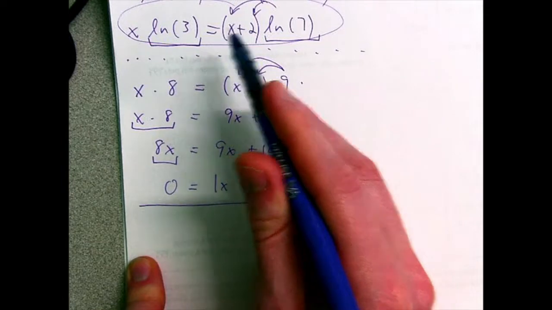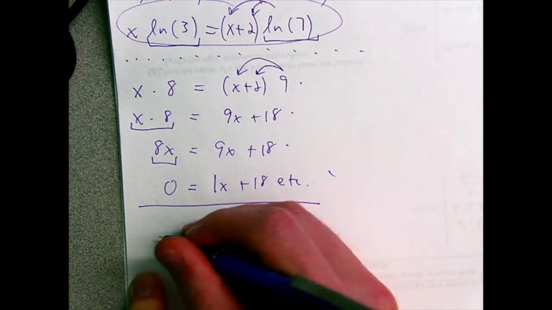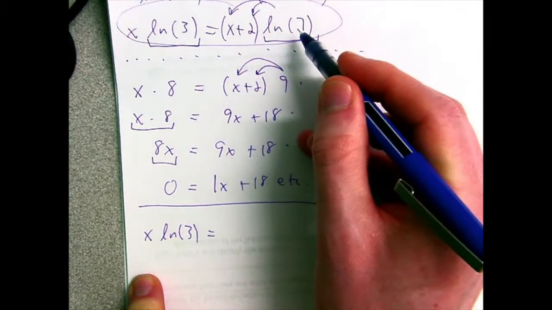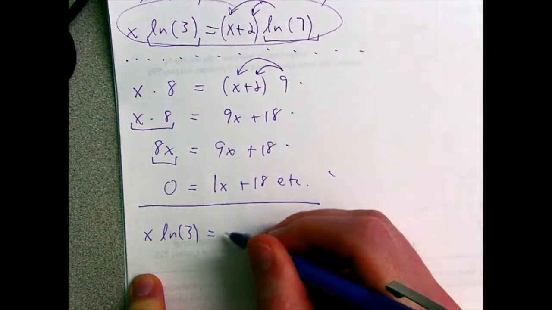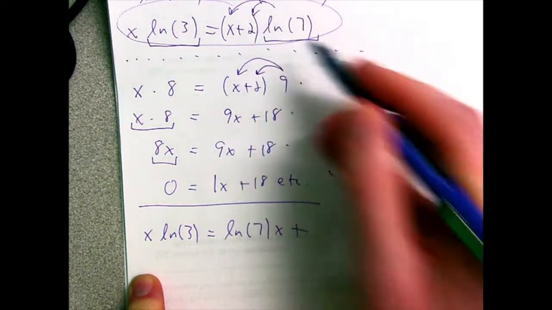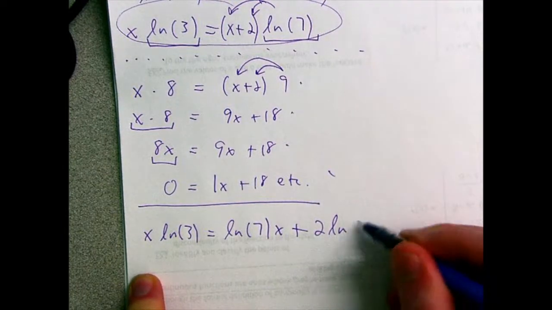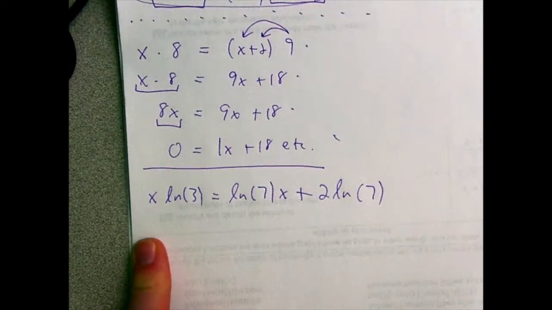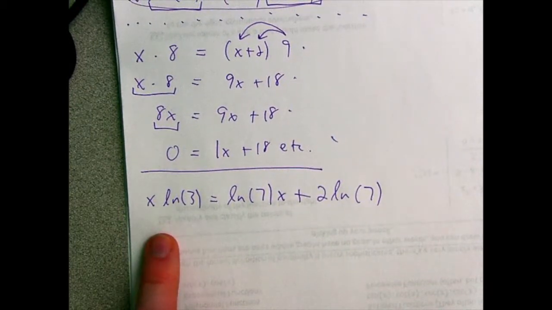So, all right, distributing the natural log of 7, I have x times natural log of 3 is equal to, all right, natural log of 7 times x is natural log of 7x, plus 2 times natural log of 7, which is just 2 natural log of 7. Now, at this point, you're like, oh, I don't know what to do. I don't know how to solve this thing.